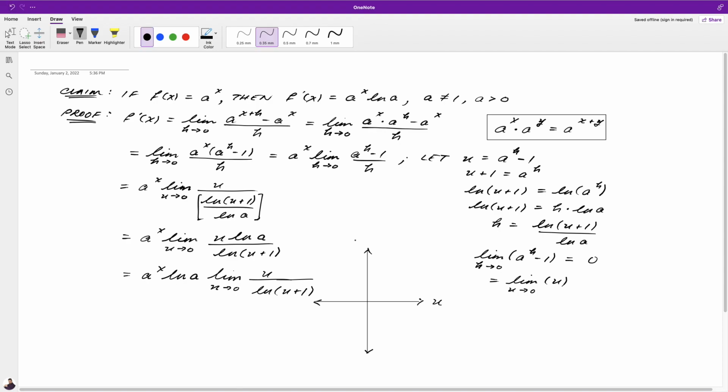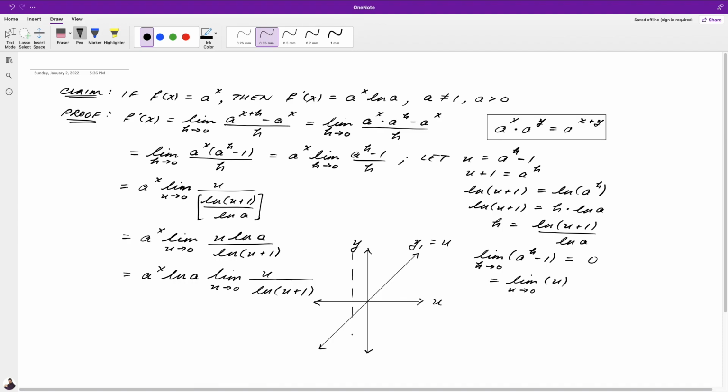u-axis, and then y. What does y equals u look like? Well, that's just the line going through the origin. So we'll call this y1 is equal to u. All right, what does the natural log of u plus 1 look like? Well, the natural log of u is just going to be here with a vertical asymptote at x equals 0, right along the y-axis. The natural log of u plus 1 is just going to be that shifted over by 1 unit to the left.